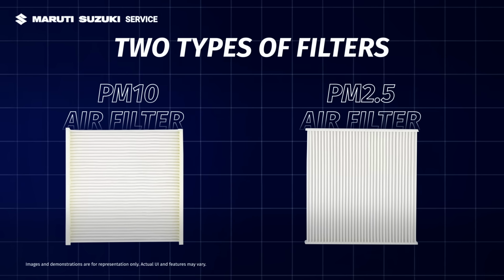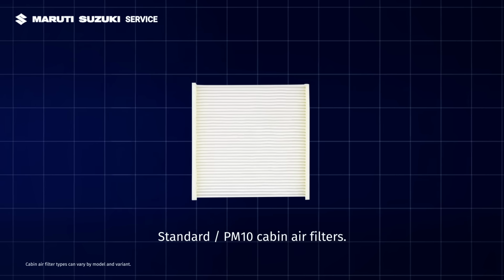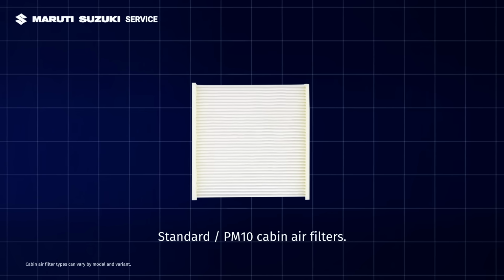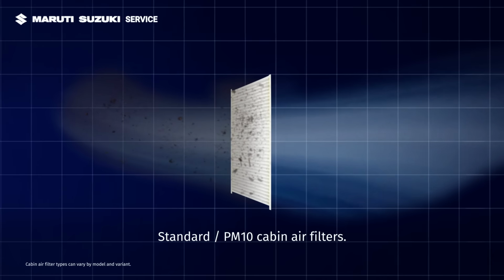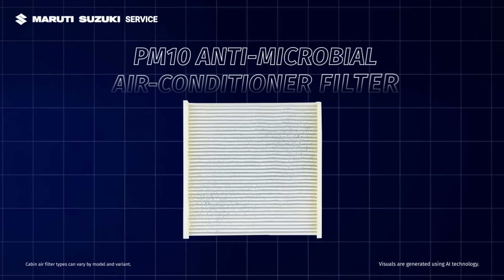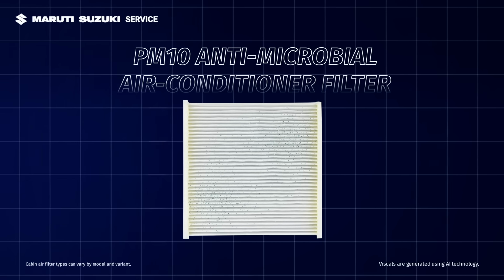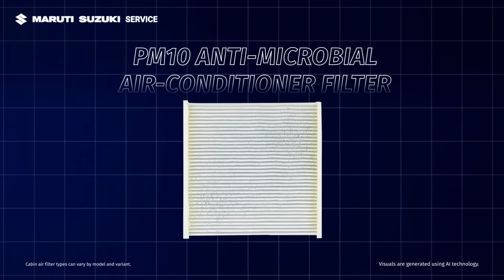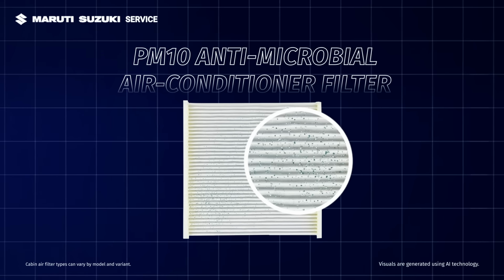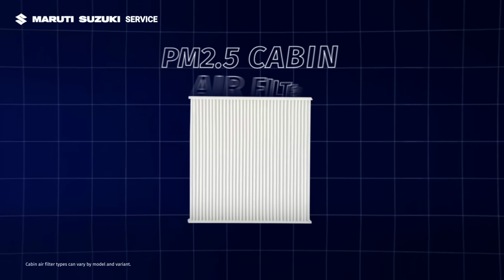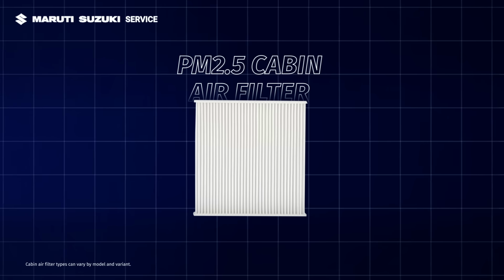Let's start with standard or PM10 cabin air filter. These are designed to capture coarse, larger particles and help reduce the circulation of visible dust. For enhanced protection against microbes and finer contaminants, a PM10 antimicrobial air conditioner filter provides an added layer of cabin air protection.